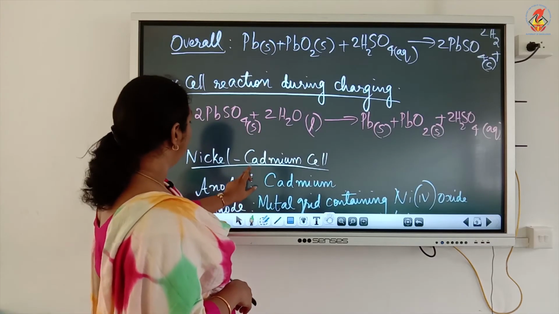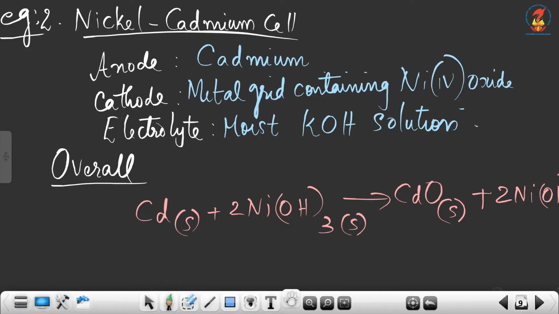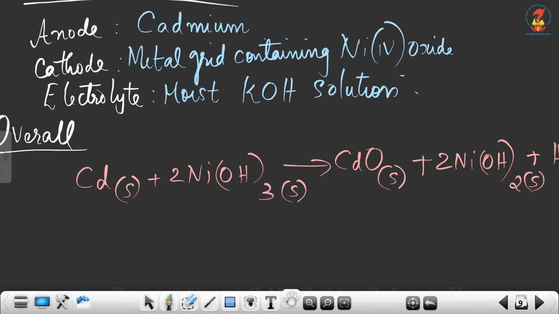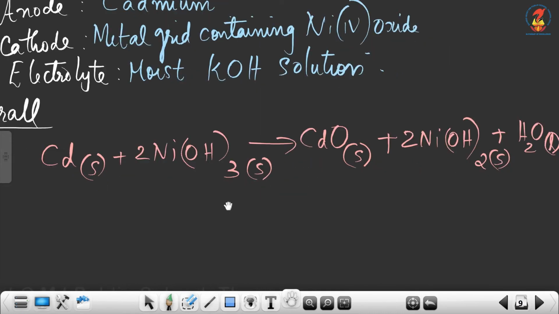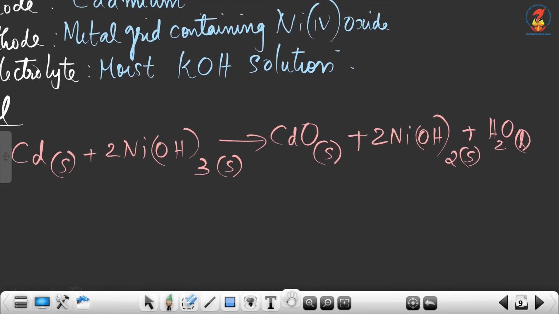Now, the next example for a secondary cell is nickel-cadmium cell. In nickel-cadmium cell, anode is cadmium, cathode is metal grid containing nickel 4 oxide and electrolyte is moist KOH solution. Now, we have no reactions at anode and cathode in the textbook. So, we have only the overall reaction. And the overall reaction is cadmium plus nickel hydroxide will give cadmium oxide plus NiOH twice plus H2O. So, two examples for secondary cell. One is lead storage battery and the second is nickel cadmium cell.